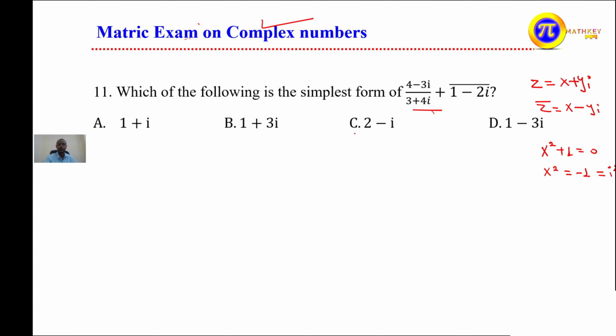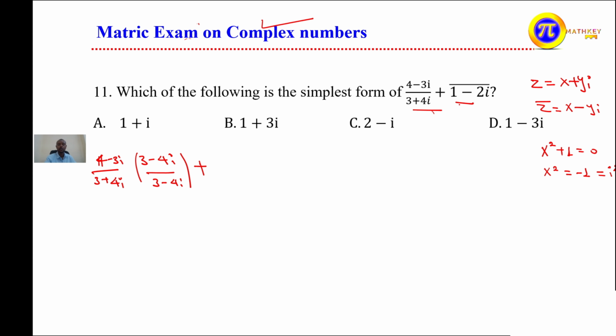Let's come to our problem. Let's try to solve this one. Here we have 4 minus 3i divided by 3 plus 4i. In our choices there is no a over b form, so we'll try to rationalize the denominator and express it in the form x plus yi. Multiply both numerator and denominator by the conjugate of the denominator. The conjugate of the denominator is 3 minus 4i, divided by this 3 minus 4i. Plus the conjugate of this one.